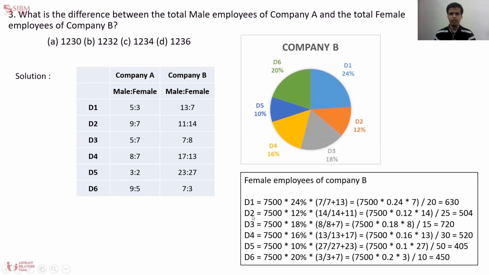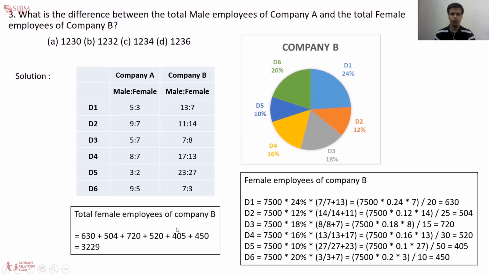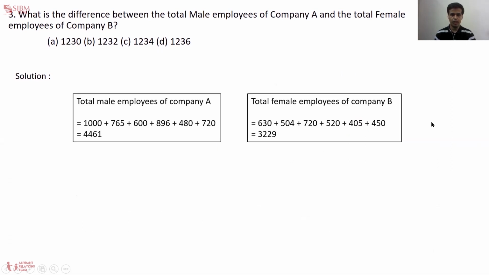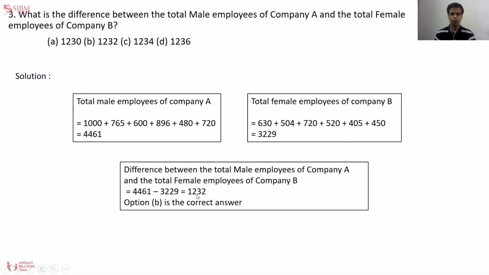Following the similar method for D2, D3, D4, D5, and D6, we get a total sum of female employees of company B as 3229. So now we have both the values, total male employees of company A and total female employees of company B. And now we just have to calculate the difference between these two values, which comes out to be nothing but 1232. So option B is our correct answer.